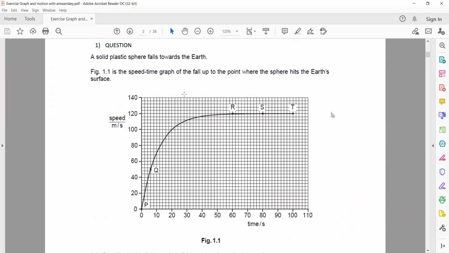So when the speed time graph is there, we normally use the term acceleration. So from P to Q, because it's a straight line, what happened to acceleration from P to Q? The acceleration is constant, or there is a constant change in the speed.